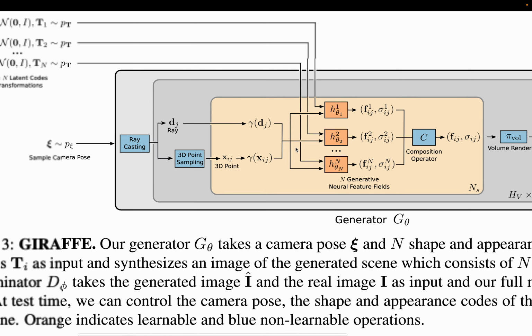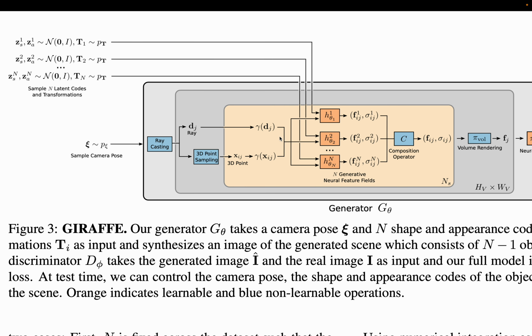That's the first branch. Let's focus on the other branch and then come back to that. So we're sampling n latent codes and translations. n will be the number of objects. The translation will be the position of the objects. The latent code, I believe, will model the appearance, the orientation, and all the attributes of the objects.